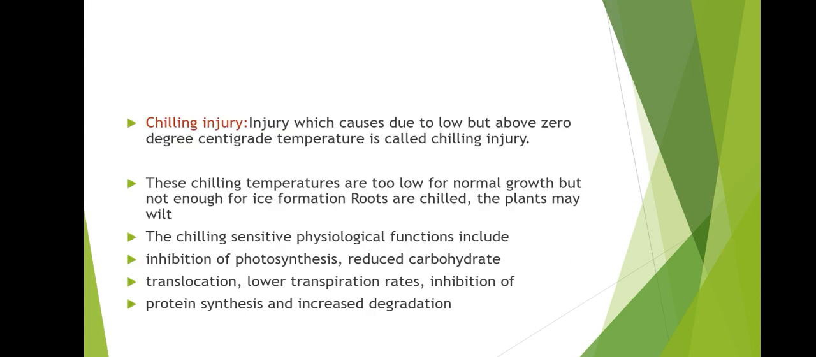Then chilling injury. Injury which is caused by low but above 0 degrees centigrade temperature is called chilling injury. These chilling temperatures are too low for normal growth but not enough for ice formation. If roots are chilled, the plants may wilt. The chilling sensitive physiological functions include inhibition of photosynthesis and reduced carbohydrate translocation, lower transpiration rates, inhibition of protein synthesis, and increased protein degradation.